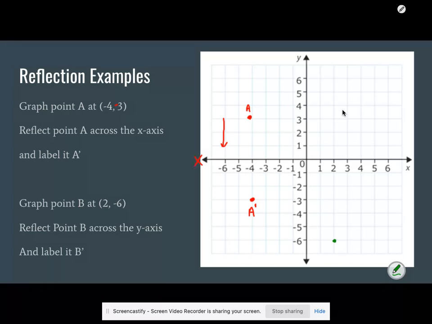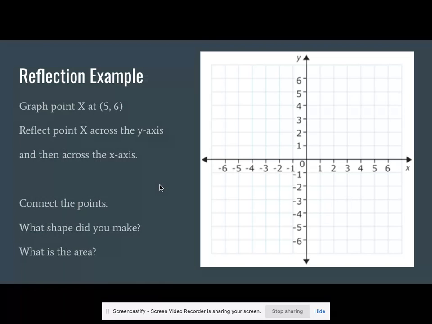And I would reflect that across the y-axis. So here's the y-axis. So my x coordinate is going to change. So I'm going to think of this as -2, -6. So this was B. This is B1. All right, so just putting that point on the opposite side of where we originally graphed it.